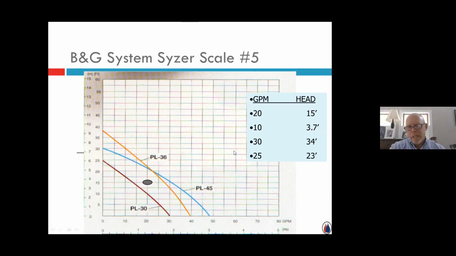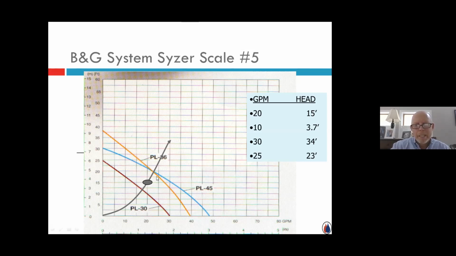So what do I do? I line up my system sizer scale 5 at 20 opposite 15 feet of head. And then once I have 20 opposite 15 feet, I will just arbitrarily pick these other flow rates and their corresponding pressure drops, and I will plot a system curve. So I'll connect these 4 dots and make a curve. And I'll say, okay, based on this set of conditions, 20 at 15, this pump, which is a little smaller, is going to operate right there. This pump, which is a little bigger, is going to operate right here.